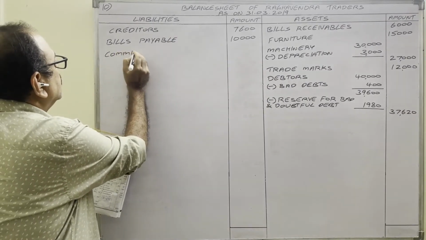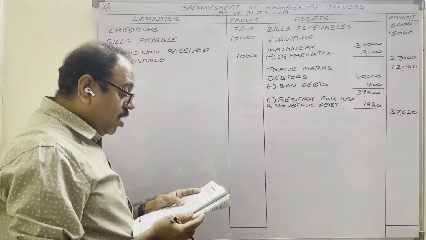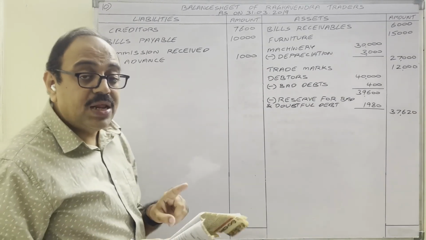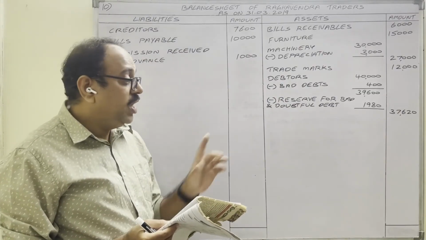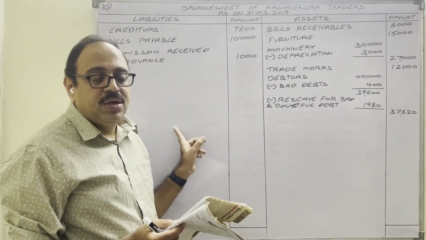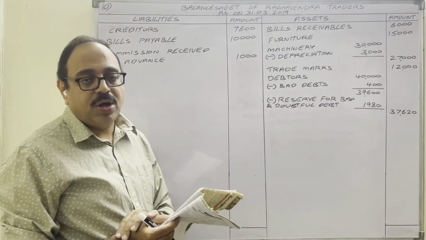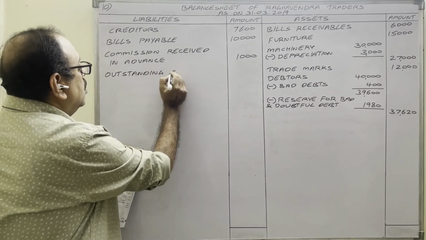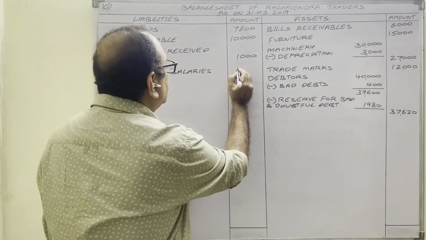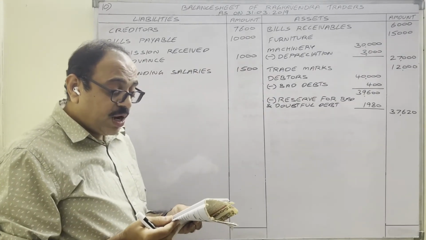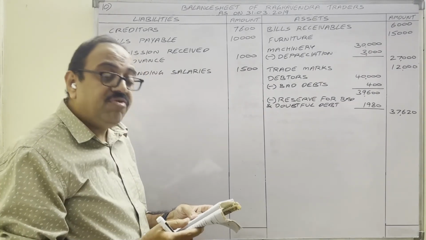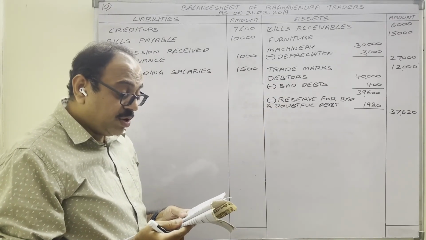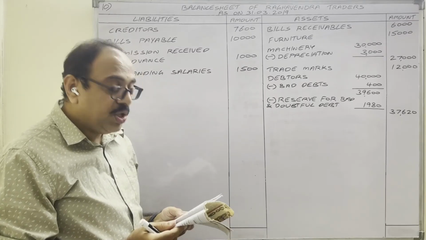Commission received in advance. Amount 1,000 rupees. Outstanding salaries 1,500. One time in profit and loss account to salaries we have added. Second time in balance sheet it is also a liability because we have to pay salaries to employees. This is also an obligation. No? Outstanding salaries 1,500 rupees. Fifth point, further bad debt 400 and provision for bad and doubtful debt 5%. Completed. Sixth point, goods worth 5,000 withdrawn by the owner for his personal use.